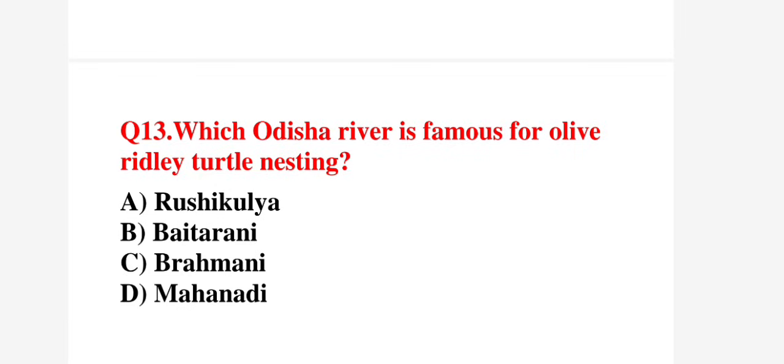Option A, Rusikulya. Option B, Baitarani. Option C, that is Brahmani. And option D, that is Mahanadi. So what is the right answer here? So here the right answer is option A, Rusikulya river.